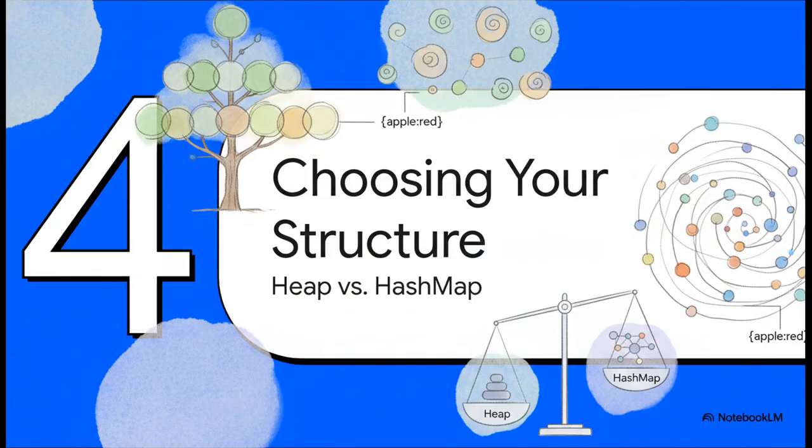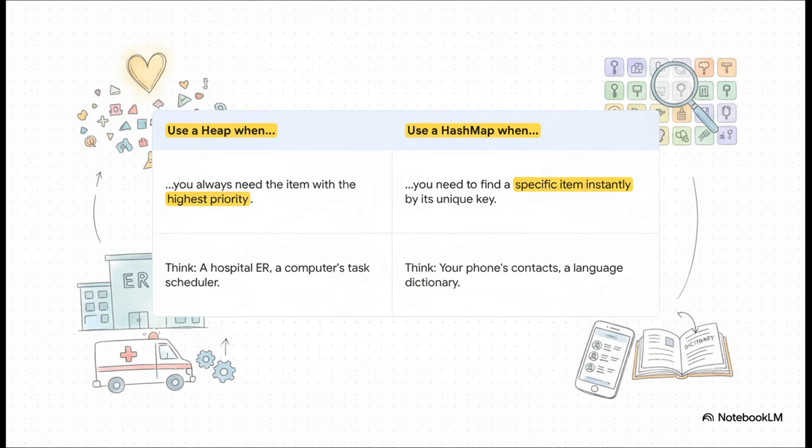Okay, so we've just met two incredibly powerful tools in our quest for speed. The heap, which is all about priority, and the hash map, which is all about instant access. And this, of course, leads us to the most important question of all. When to use which one? And this is really the key takeaway. You pull out the heap when your main job is to always know what the single most important item is. Think of that hospital ER, or your computer's task scheduler deciding which program gets to run next. But you grab the hash map when you need to find any specific item, like right now, just by knowing its name or its key. Think of your phone's contact list or looking up a word in a dictionary.